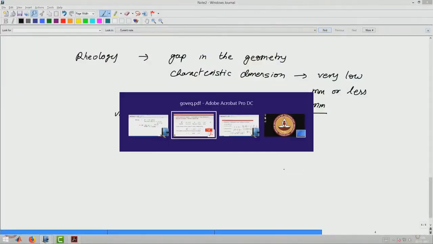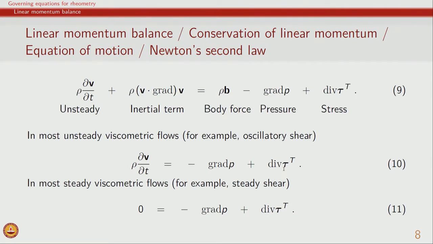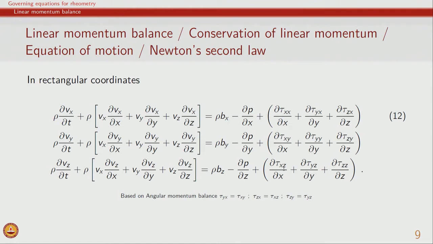So, therefore, what we will do is look at a couple of examples of how the linear momentum balance simplifies in a given case. Now, this is the linear momentum balance in rectangular coordinates. We remember that angular momentum balance ensures that the stress tensor is symmetric. So, tau yx is the same as tau xy, tau zx is the same as tau xz and tau zy is the same as tau yz. And given that the linear momentum balance is a vectorial equation, we have three components.